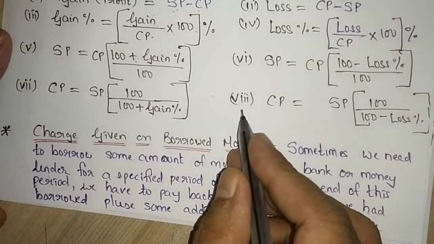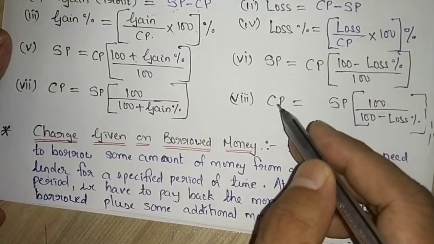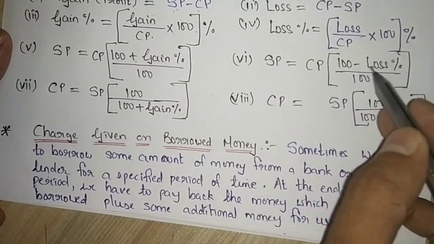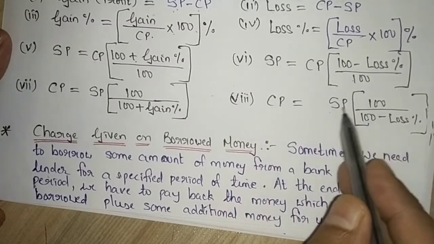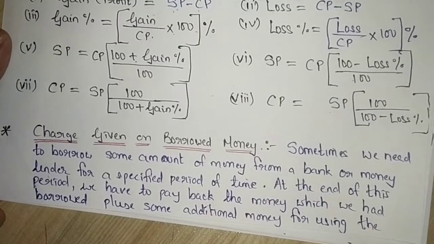Same way, the 8th formula: if they have not given you cost price and they told you to find the cost price, and they have given you selling price and loss percentage, so the formula will be, you will multiply 100 to SP and then divide by 100 minus loss percentage.